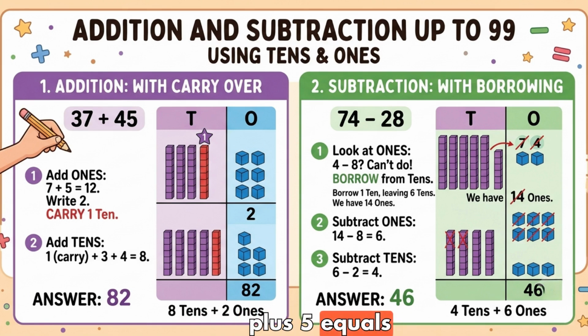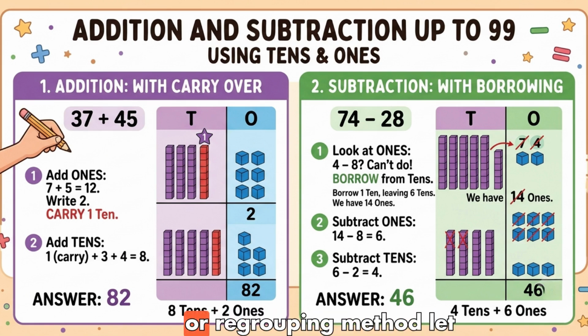8 plus 5 equals 13. You cannot put two digits in the ones column. 13 is 1 ten and 3 ones. You write the 3 in the ones column and carry the 1 ten over to the tens column. Third, you add the tens. You must include the carried over 10. 1 plus 2 plus 3 equals 6. You write the 6 in the tens column. The final answer is 63.